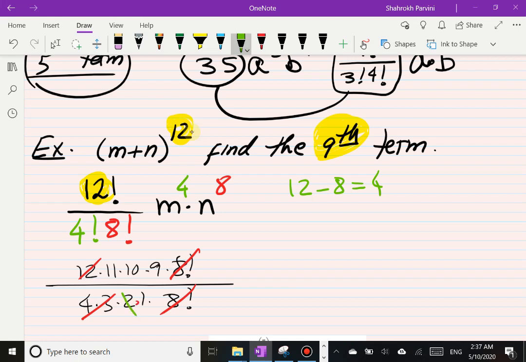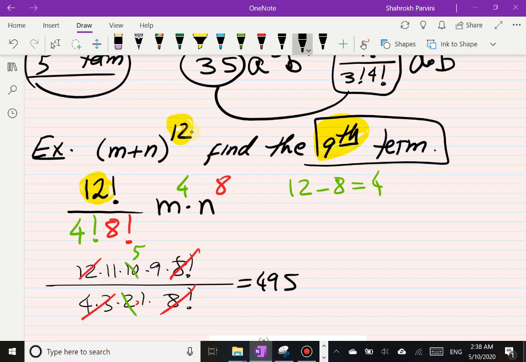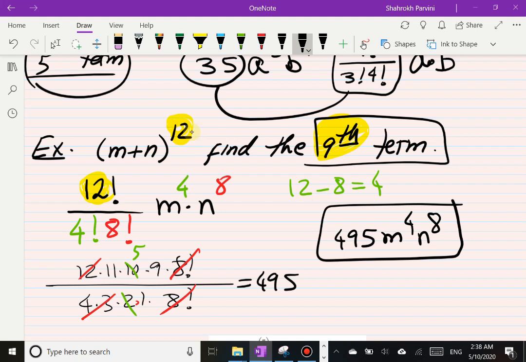And then we have the 2 and the 10, you get 5. And the product is 5 times 11, 55, right? 55 times 9 is 495. That's what that number is. So the answer to the 9th term here is going to be 495, m to the 4th, n to the 8th. That's a single term in the expansion.